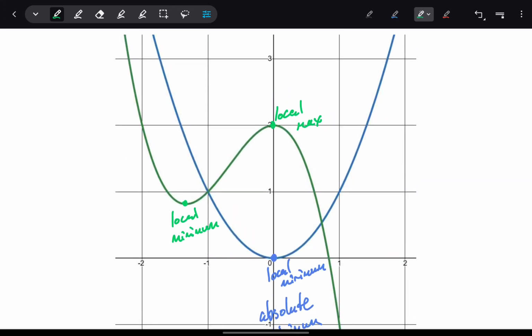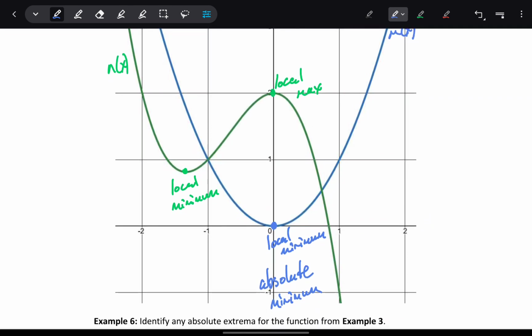The difference being that for our function in green, we'll call that n of x, our local minimum and local maximum are not the overall smallest or largest function values that occur, because the function continues increasing to infinity and negative infinity in each direction. But for our function in blue, m of x, we have this local minimum, and whether we follow the graph to the left or to the right, it's headed to positive infinity, meaning this point, this local minimum, is the smallest function value that function will ever take on. So we can also classify that as an absolute minimum.